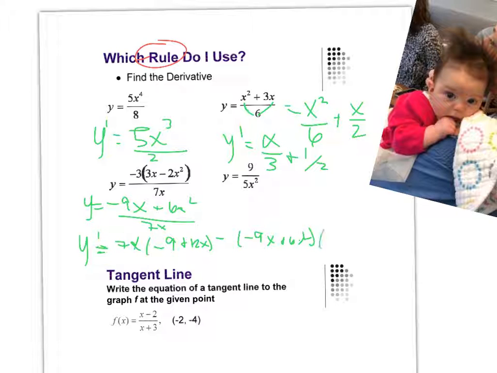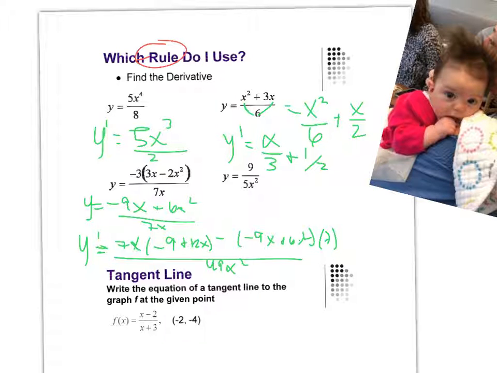d low, which is 7. All over 7x squared, which is really 49x squared because you have to distribute that. Once you multiply everything through and simplify, it ends up being 18x minus 18 over 7x. If you ended up with 18 sevenths minus 18 over 7x, that also works as well.